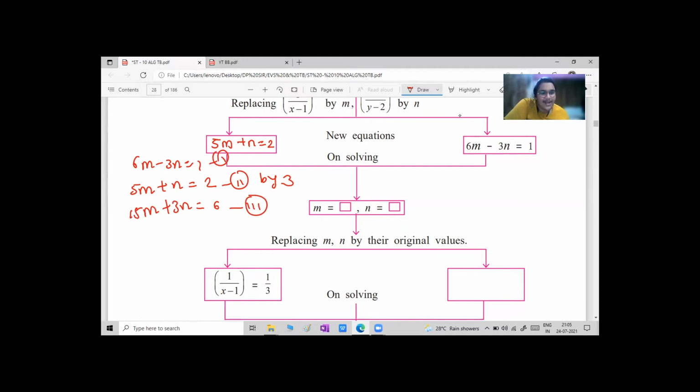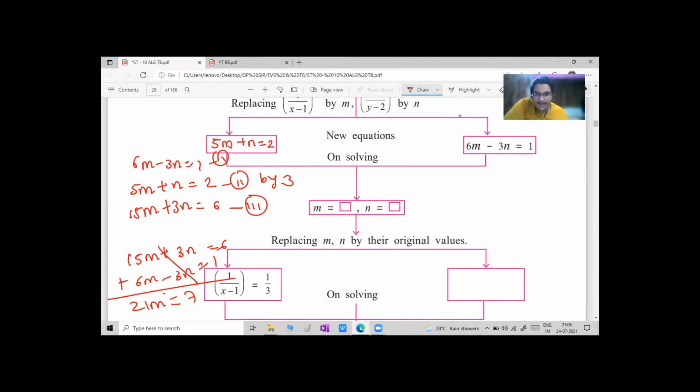So here you will get, add equations 1 and 3. So you will get 15m plus 3n is equal to 6, plus 6m minus 3n is equal to 1. Add rather than subtracting, because the coefficients are the same and the sign is different. So what will you get, children? 21m is equal to 6 plus 1, 7. So m is equal to 7 upon 21. That is equal to, yes, what is the answer?